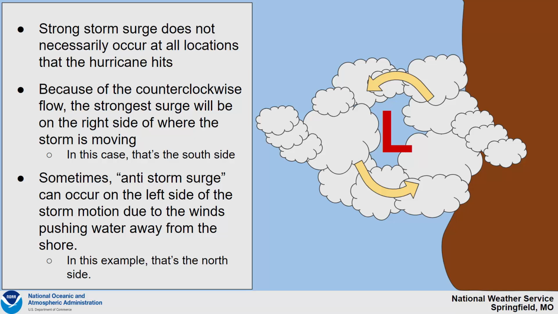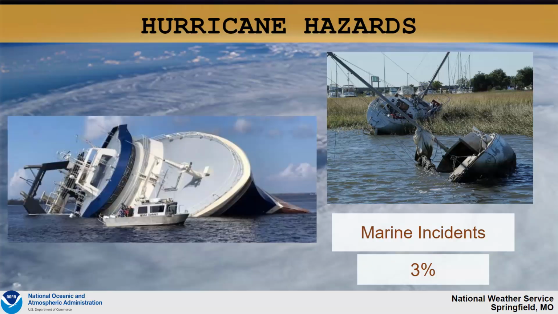An important caveat to storm surge is that the strongest surge does not necessarily occur at all locations that the hurricane impacts. Because of the counterclockwise flow, the strongest surge will be on the right side of where the storm is moving. This is where the winds push the water up onto the land. Sometimes there's even an anti-surge to the left side of the storm motion, where winds may actually push water away from the shore. This is generally how storm surge works.